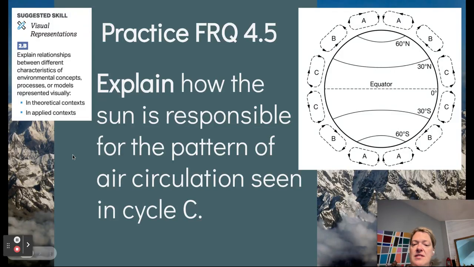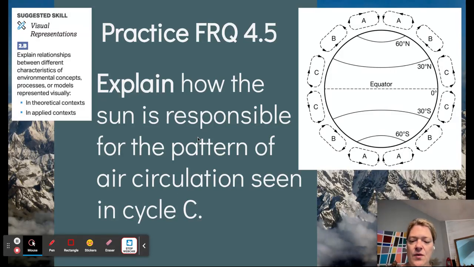So explain how the sun is responsible for the pattern of air circulation that we see in cell C. So you should be able to explain that and understand those Hadley cells. Okay, looking for the answer to this FRQ, you can find it on OneNote, and then as always, you can ask me in class. Let me know if you have any questions.